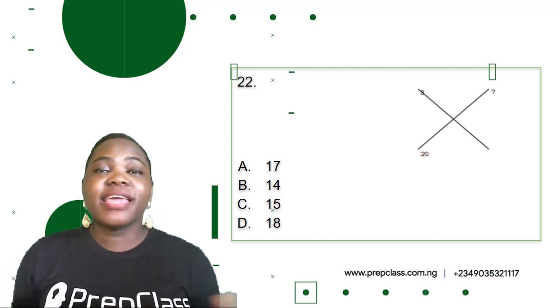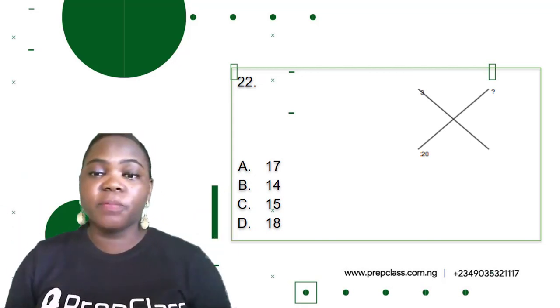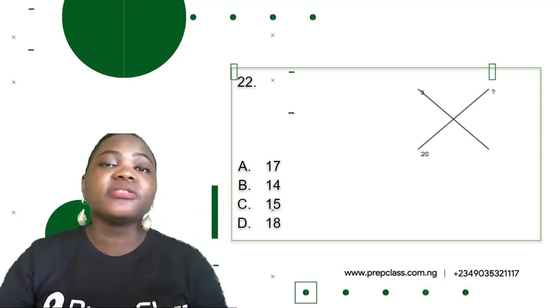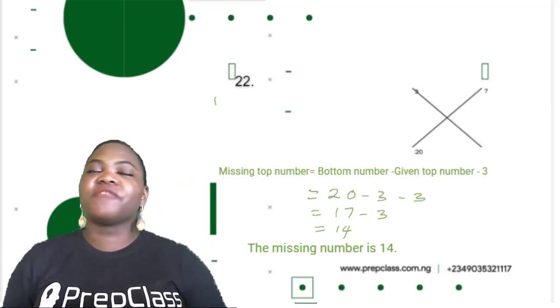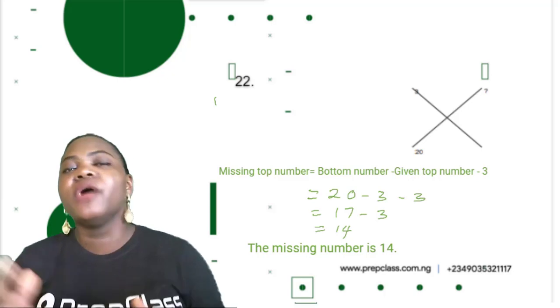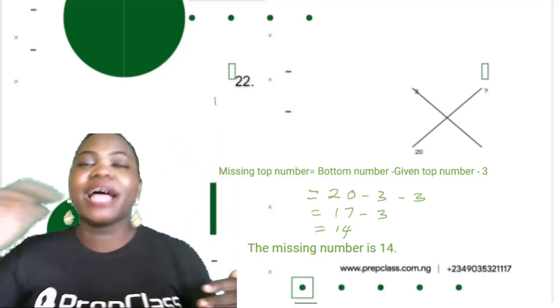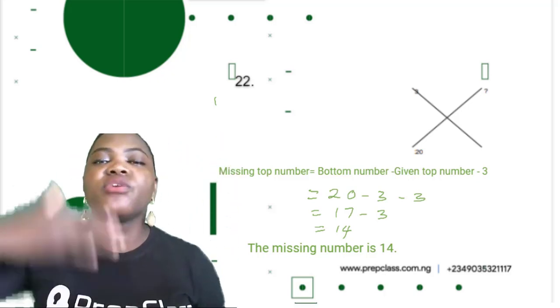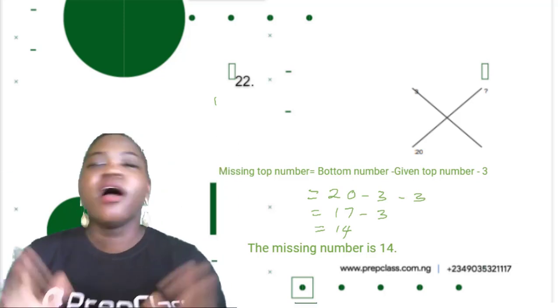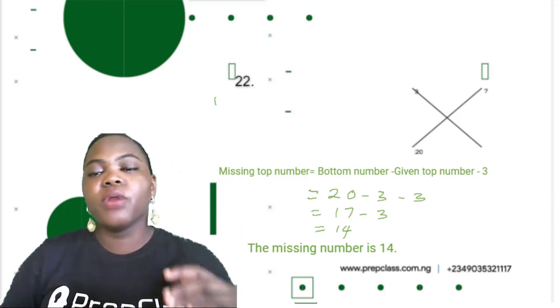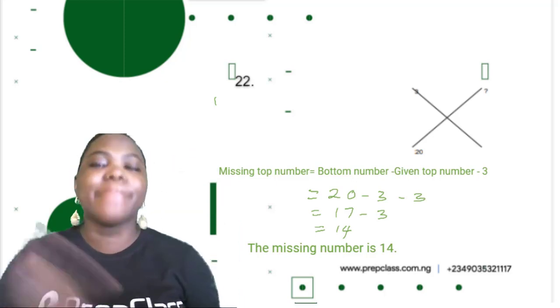Question 22. Here we are given just one of the top numbers and the bottom number. The second top number is missing. So how do we find it? Remember that from the samples, to get the bottom number, we add the top numbers and then we add 3 to it again. But here, we already have the bottom number. So how do we find the missing top number? All we have to do is bottom number minus the given top number minus 3.